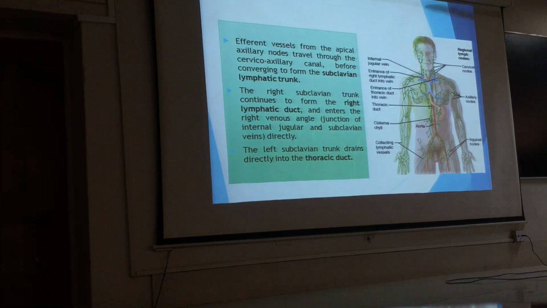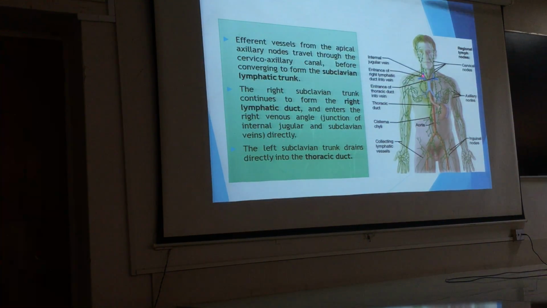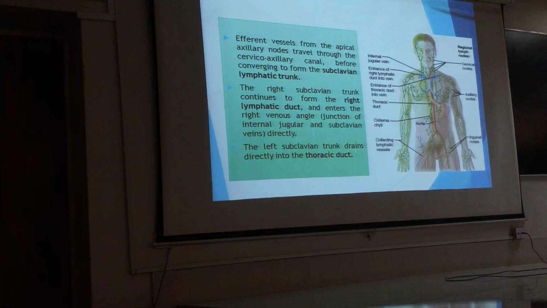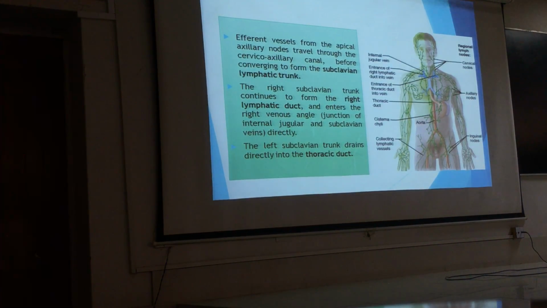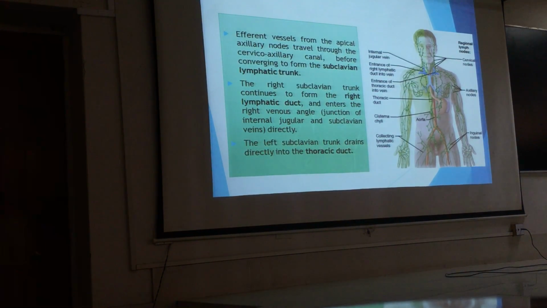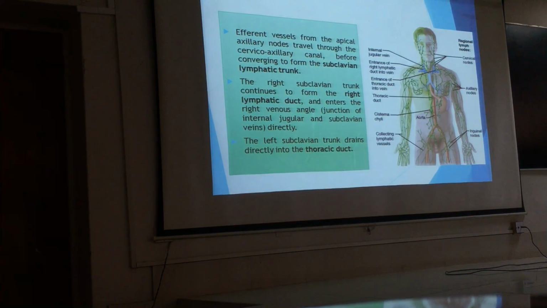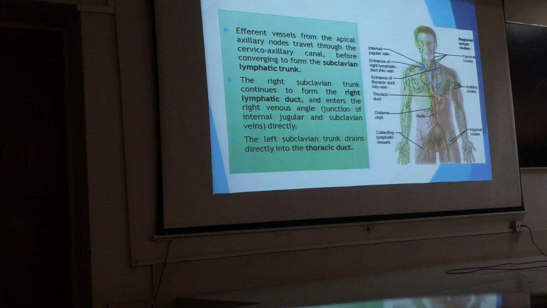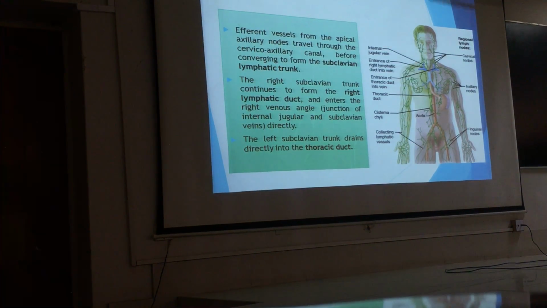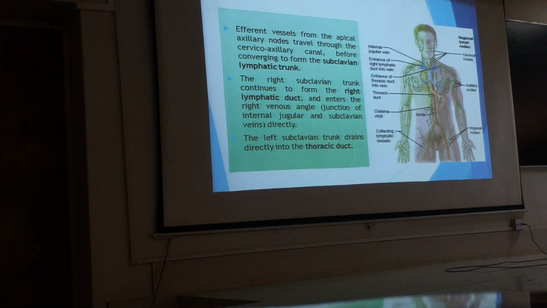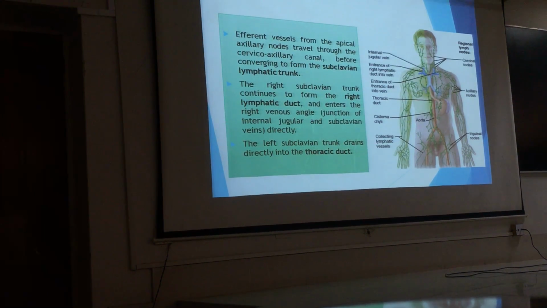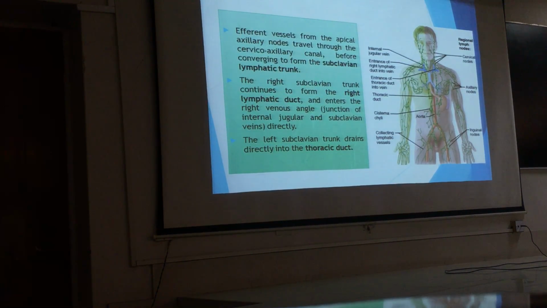If you see this point, यहाँ पे ये जो लाइन आ रही है, this is actually the junction between the subclavian vein and the internal jugular vein. This is happening on the right side, that it is forming the right lymphatic duct, and it is entering at the junction or at the venous junction. And what is this venous junction? This is a junction between the internal jugular and the subclavian vein.